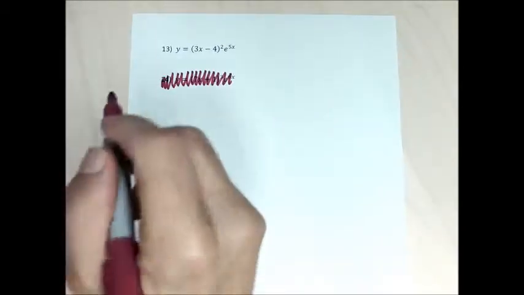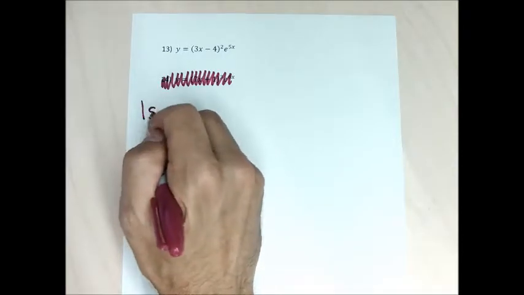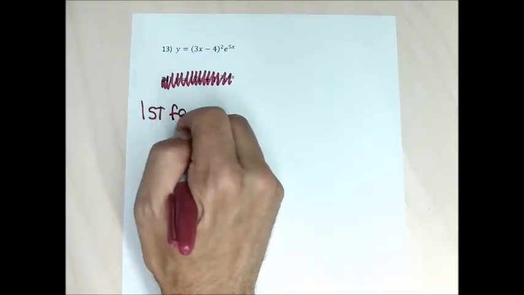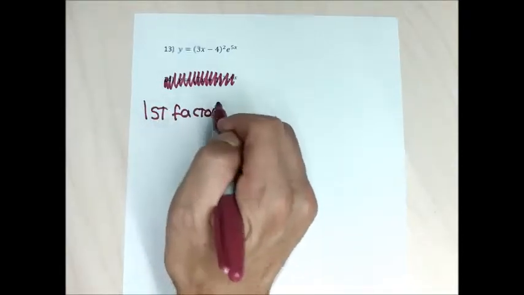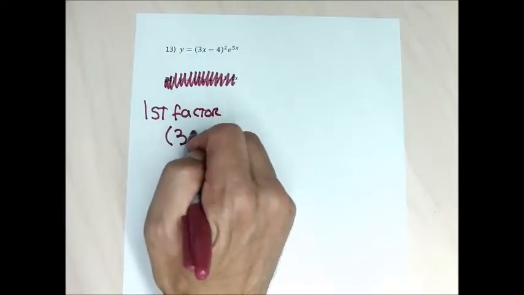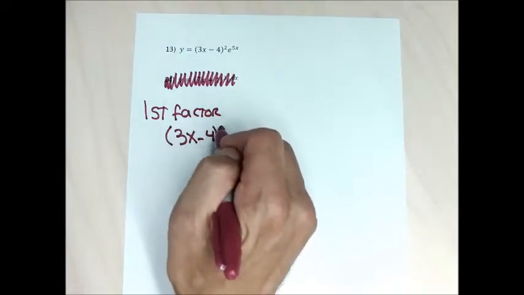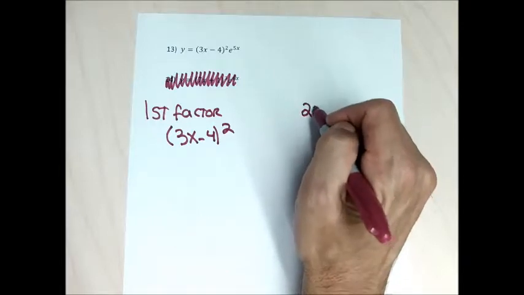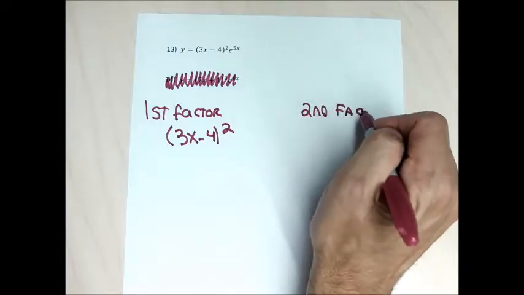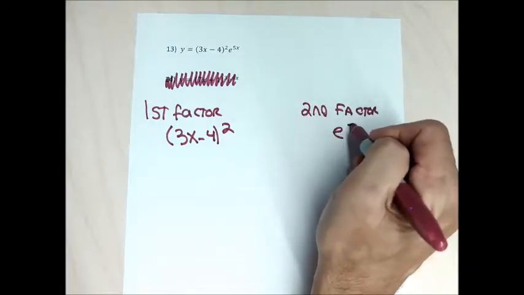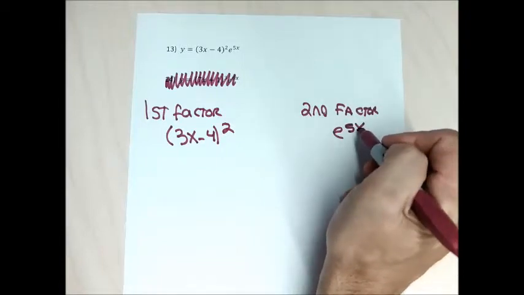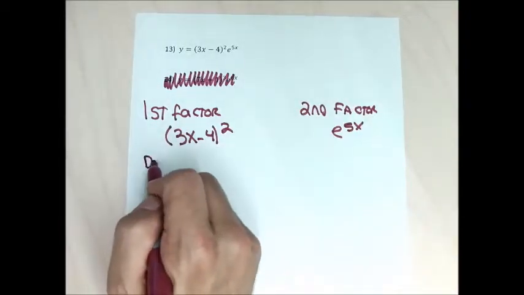Multiplication again. Both factors have an x, so I need the product rule. So my first factor is 3x minus 4 squared. My second factor is e to the 5x. Now I need the derivative of each.